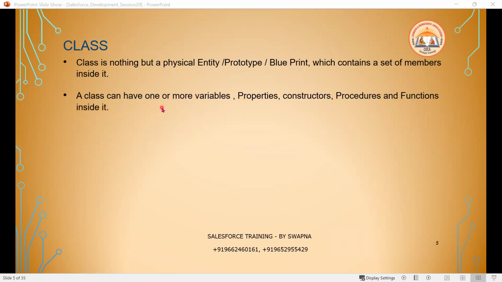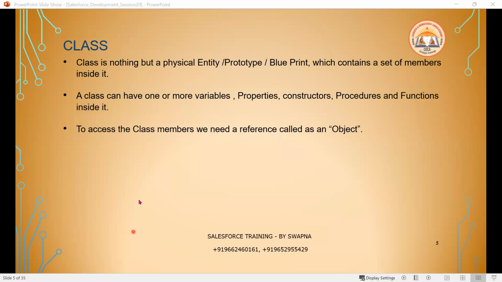Now, a class can have one or more variables, or one or more methods, and properties, constructors, procedures, and functions inside it. It can have one function, which is nothing but one method, or multiple methods. So to access the class members, we need a reference called an object.